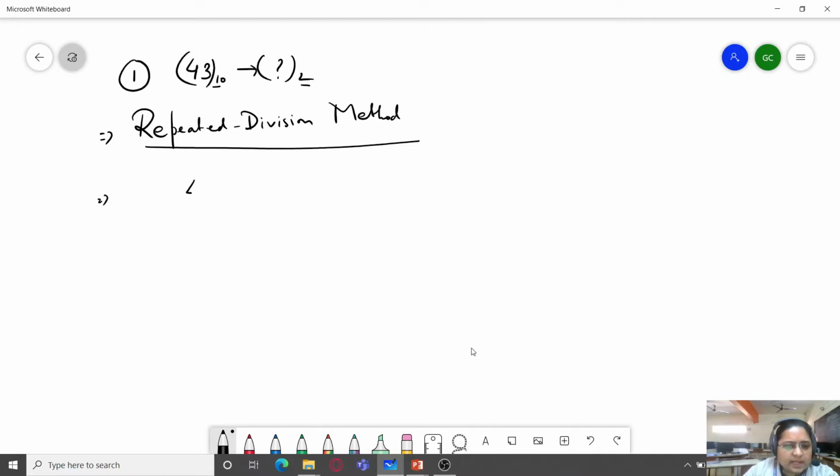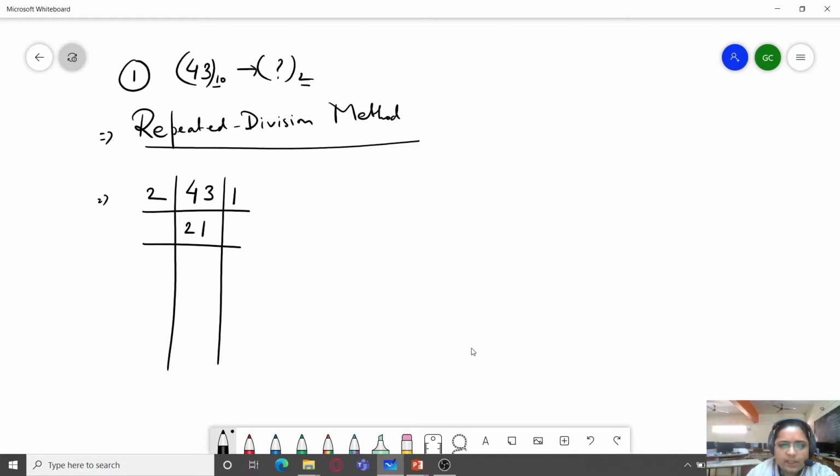So we will first write 43 and we would start factorizing 43 by dividing it repeatedly by 2 and collecting the remainders. So we get the quotient as 21 and the remainder as 1. So we will write the remainder over here. Next again we will divide this number. We get the remainder 1 which we will be writing here. Here we get remainder 0, so we will write it as 0.